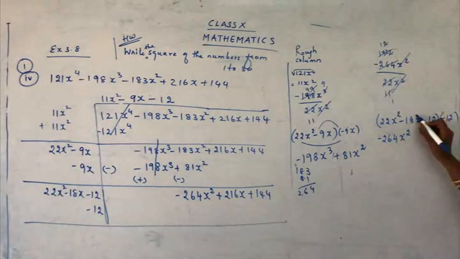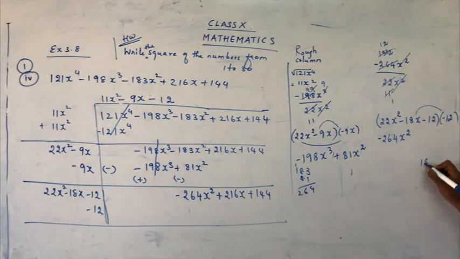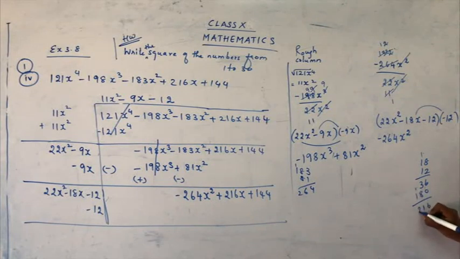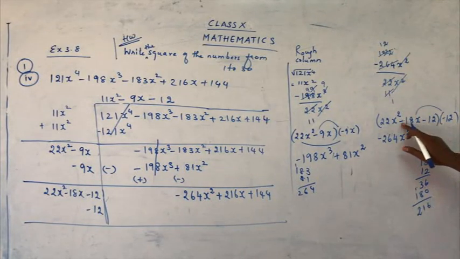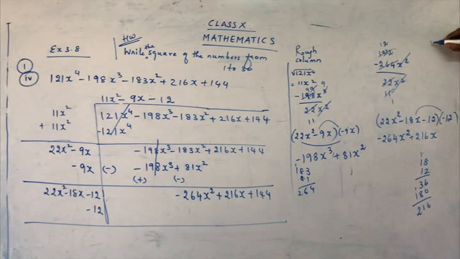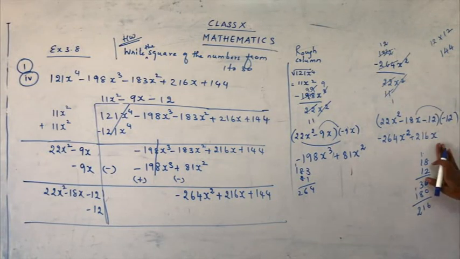Done. Now multiply 18 and 12. That gives 216. Minus becomes plus. One variable is there, so x. Minus 12, minus 12: if you know the square, you can write the answer directly. 12 12s are 144. Two minus signs, so it becomes a positive sign. So you have your plus 144.